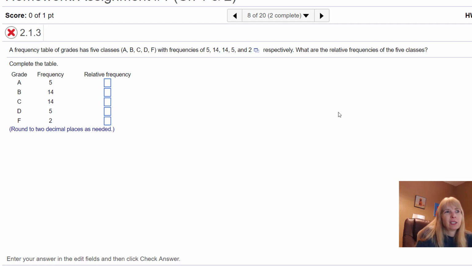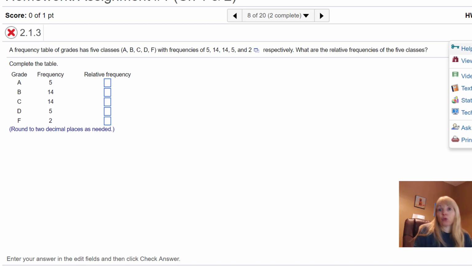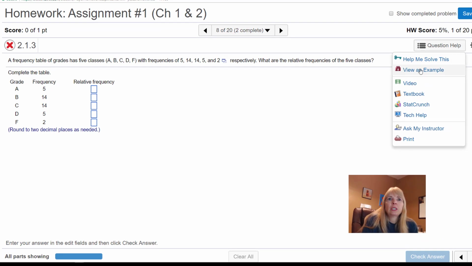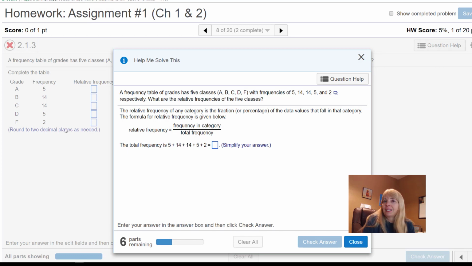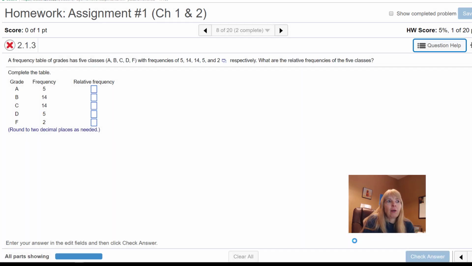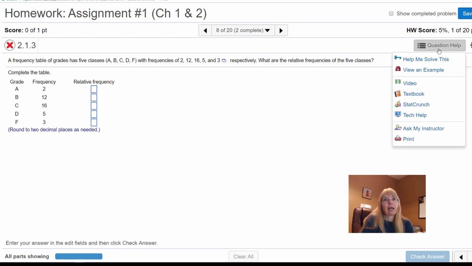All right, say you're looking at this and you're like, I don't understand it. Over here, this question help you're gonna love. Most students like view an example. The help me solve this is nice, but it shows you how to solve this exact one. Watch these numbers here. When you get out of it, it changes your problem. And most students don't like that, but that's if you want to know how to solve that exact problem.